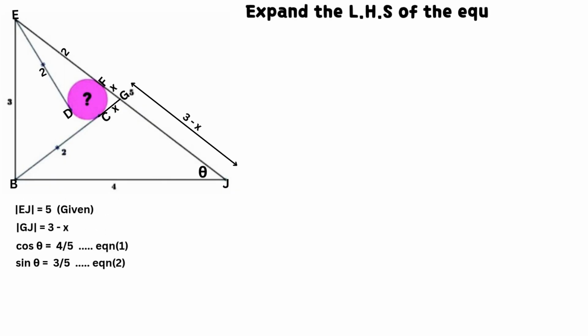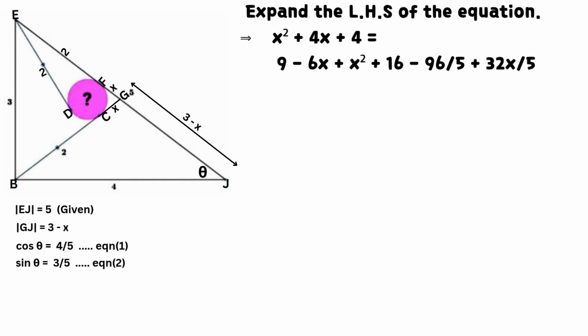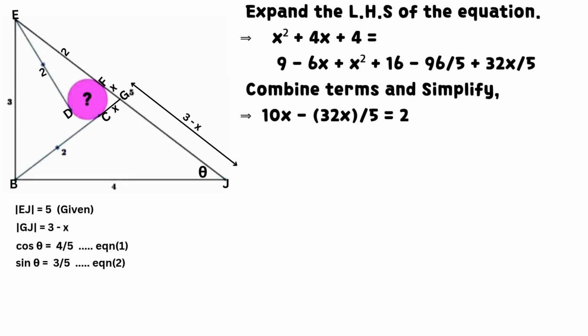Expand the left-hand side of the equation. This implies that the sum of square x and 4 times x plus 4 equals 9 minus 6 times x plus square x plus 16, minus 96 divided by 5 plus 32 times x divided by 5.